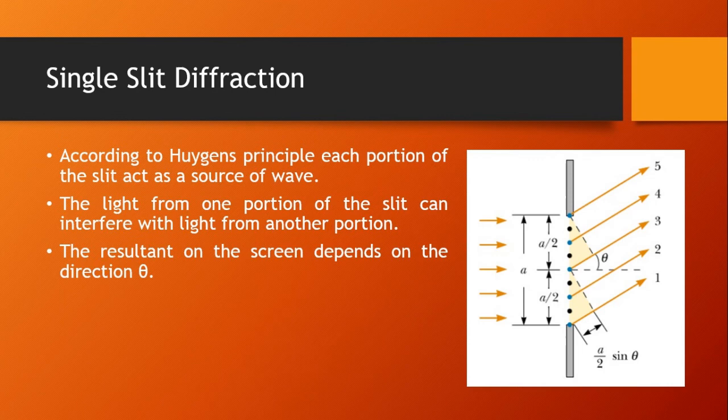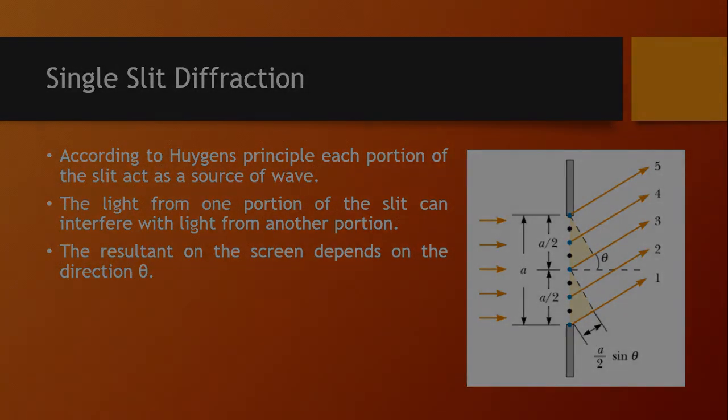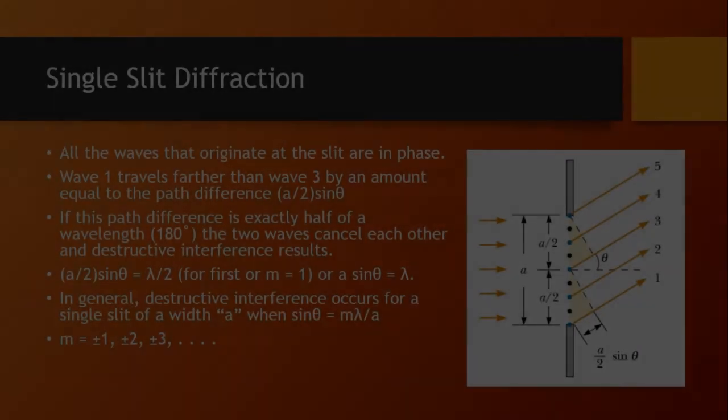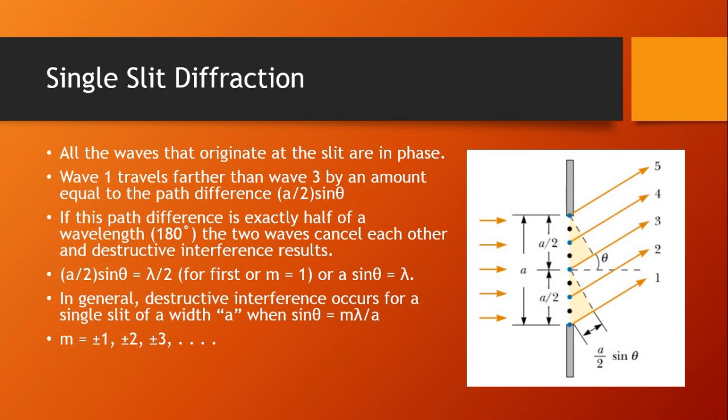We can deduce some important features of this phenomenon by examining waves coming from various portions of the slit, as shown in the figure. According to Huygens' principle, each portion of the slit acts as a source of light waves. Hence, light from one portion of the slit can interfere with light from another portion, and the resulting light intensity on the viewing screen depends on the direction theta. To analyze the diffraction pattern, it is convenient to divide the slit into two halves, as shown in the figure, keeping in mind that all the waves are in phase as they leave the slit.